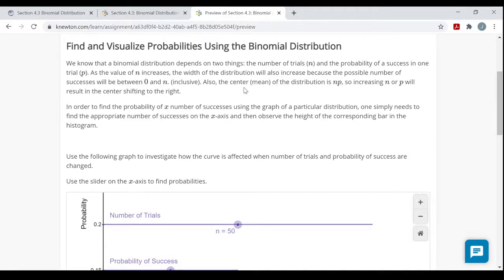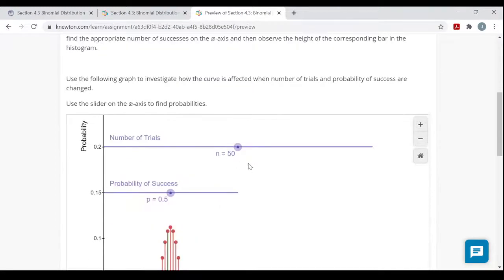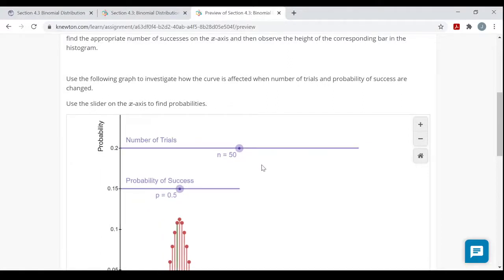Also, the center or the mean of the distribution, remember the mean of a binomial was n times p. So increasing n or increasing p will result in the center of the distribution, remember, the mean is a measure of center, shifting to the right. And if I decrease n or decrease p, it'll shift left. And in order to find the probability of x number of successes using the graph, one simply needs to find the appropriate number. All right, so let's take a look at that situation we had just a second ago.